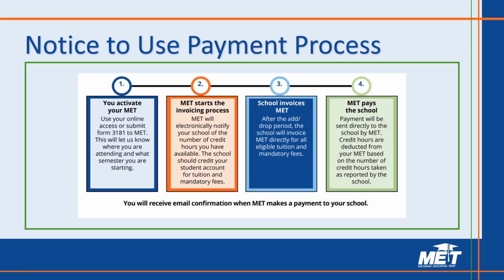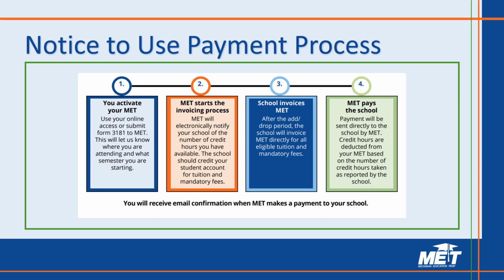Once you have completed the Notice to Use form, either online or by paper form, Met will activate your contract. We will notify your school of the available benefits. Fall semester notifications go out to the schools the first week of July. If you complete the Notice to Use form after the first week of July, Met will notify your school once we have completed our end of the activation. Please allow 1 to 2 weeks from the time you submit your form for your school to be notified.